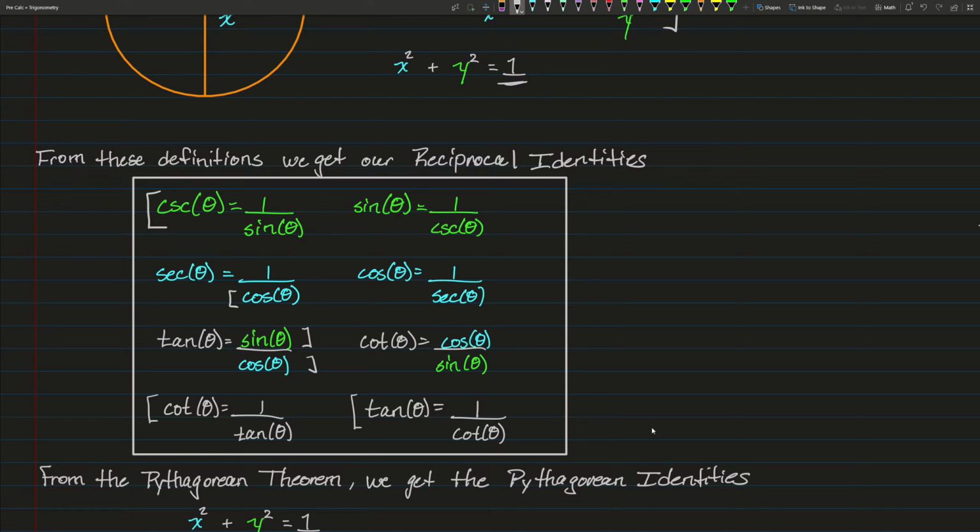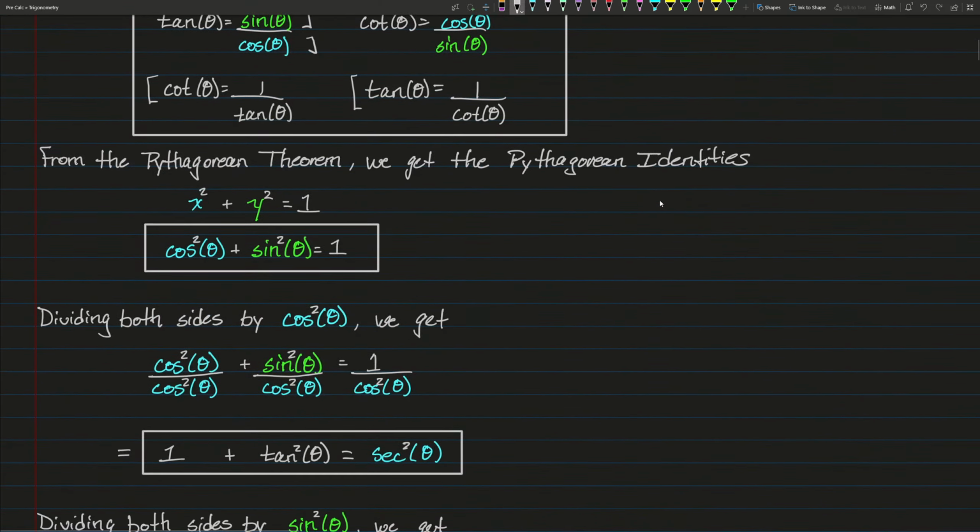They're really just definitions, and then we are using substitution with those definitions. That's it. Okay, so those are reciprocal identities. And then from the Pythagorean theorem, we're going to get these Pythagorean identities.